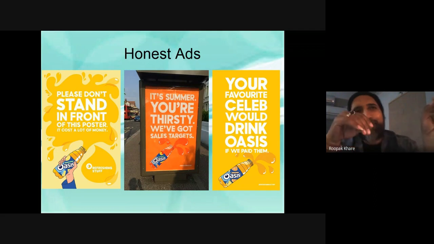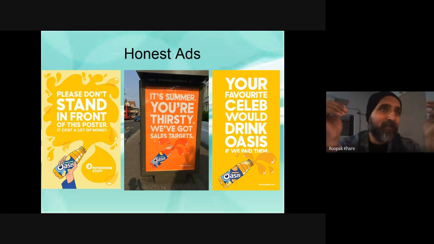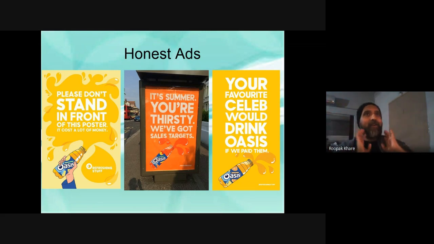So this has a bit of humor also. If there is somebody standing in front of the poster, people wouldn't be able to see the poster, and their product won't be promoted. The Oasis fruit drink won't be promoted. So please don't stand in front of it. They have made a poster out of it. Poster number two.